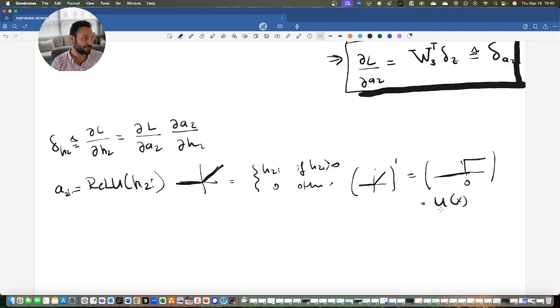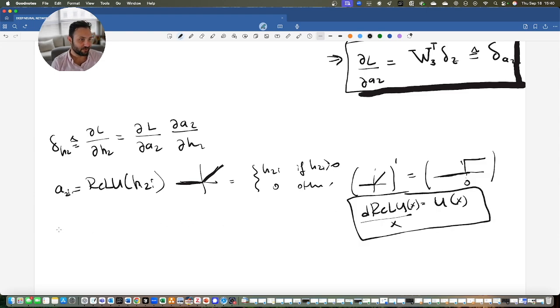I'm going to call it ux. So that's the d-ReLU of x over x, the derivative of ReLU. So if I were to calculate dA2i over dH2i for each and every one of the i indices, I will have nothing but u of h2i. If it is greater than zero, it is 1. If it is less than 0, it is -1.